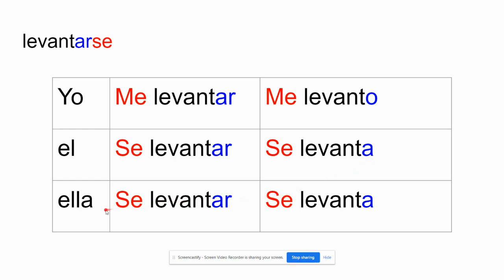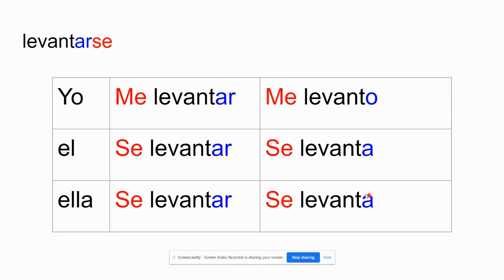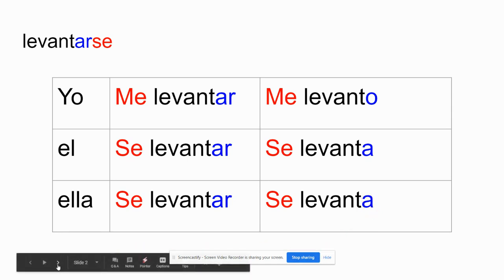All right. Ella, same thing. Se comes off the end, moves to the front of the verb, take off the AR, and it has the same ending as él because they're both third person. So we end up with se levanta. Let's look at two more.